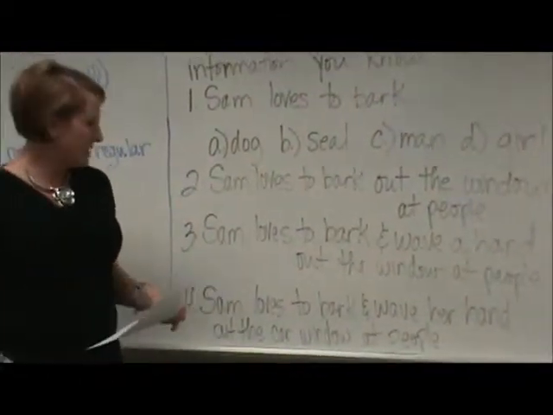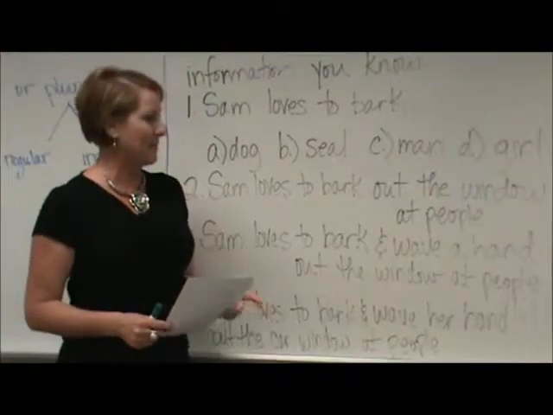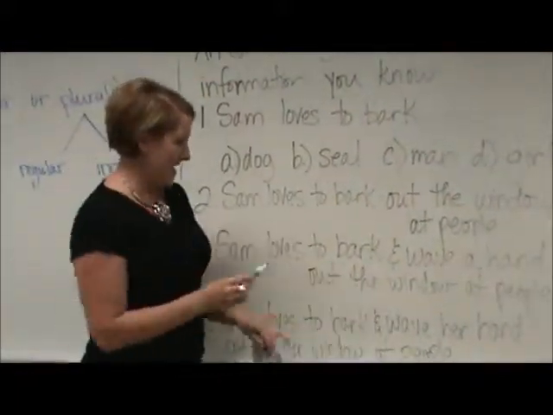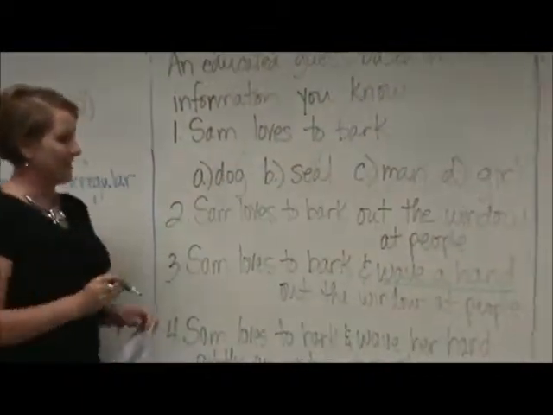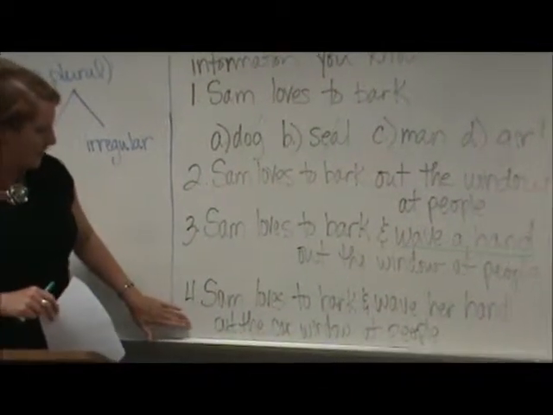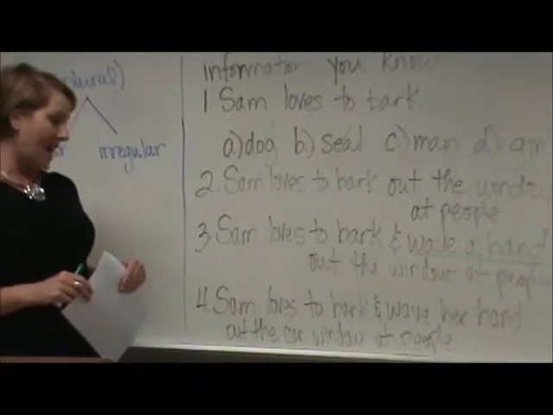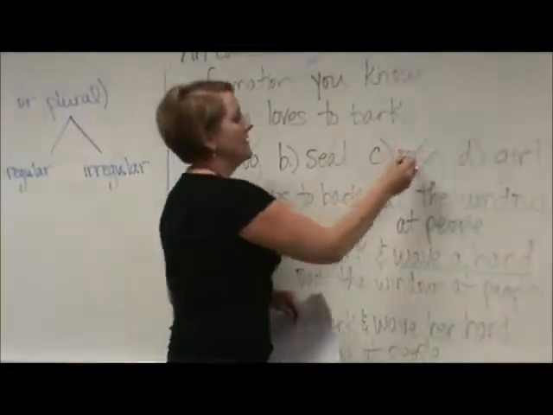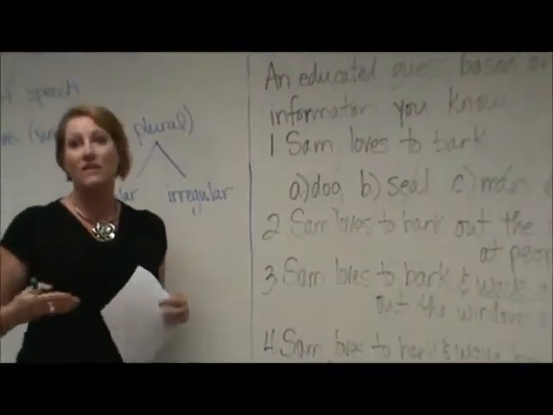So the third sentence says, Sam loves to bark and wave a hand out the window at people. Okay, so now we can start making deductions. Wave a hand is a good clue, because a dog doesn't have a hand and a seal doesn't have a hand. So we know that Sam is either a man or a girl. All right, the last clue we have says, Sam loves to bark and wave her hand out the car at people. Okay, so it says wave her hand. And so now we know that Sam is a girl. So we made a deduction. But first, we needed all of the information.